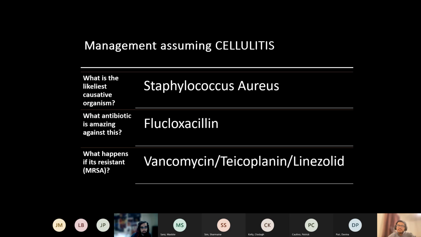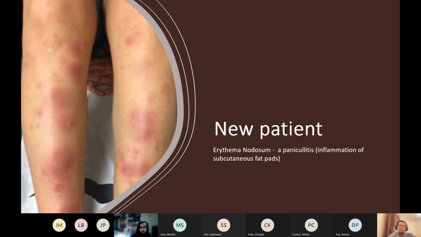So cellulitis management is significantly easier. Here's this. Oh, I was meant to animate that, but yeah. This is something that's commonly misdiagnosed in the hospital as bilateral cellulitis. But what this actually is, is erythema nodosum, which is inflammation of subcutaneous fat pads.